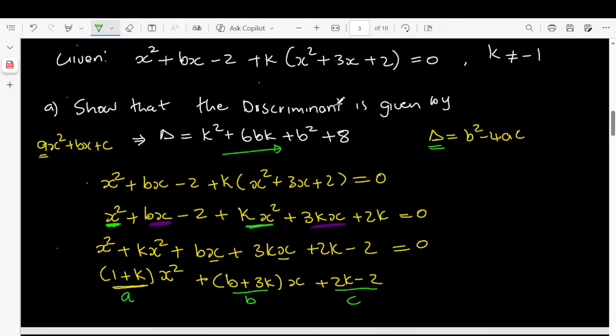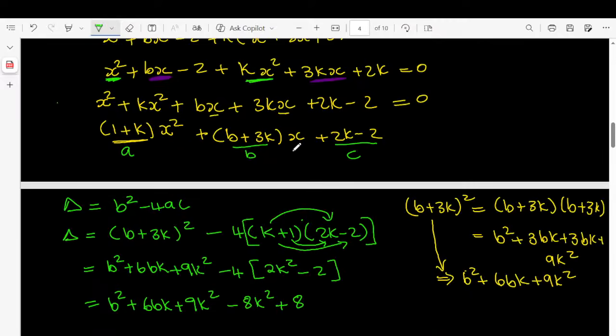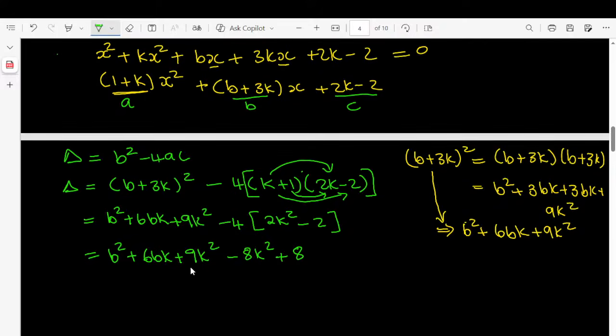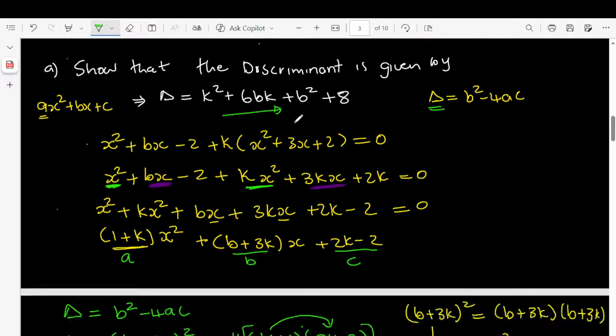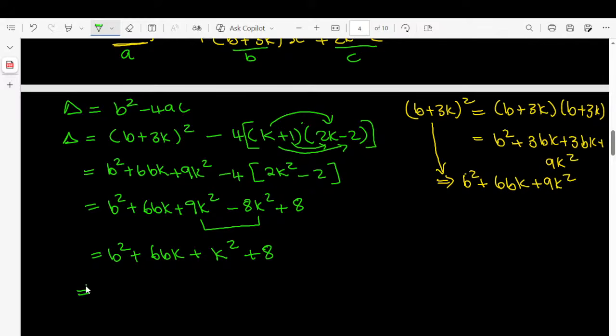So let's see. They said they want us to show that this is k squared plus 6bk plus b squared plus 8. I think we have the answer already now. But now we have the like terms that we need to combine. Look at this. These two are the like terms. So when we say 9k squared minus 8k squared, this will give us b squared plus 6bk plus, and 9 minus 8 is just 1. So we'll be left with k squared plus 8. So if I compare these two things, I need to write k squared first. I just have to rearrange because we are adding, the order doesn't matter.